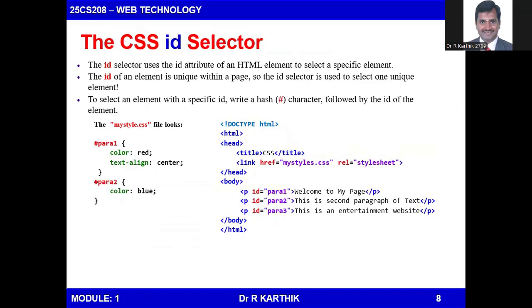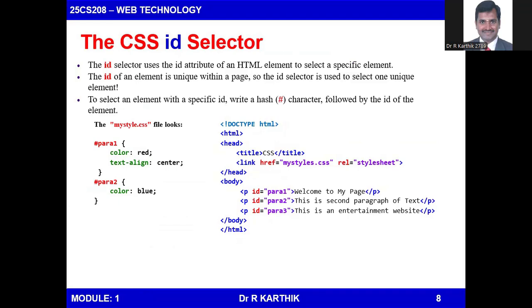Next one is called the CSS ID selector. The ID selector styles a single unique element that uses the ID attribute. Each ID should be unique within a web page and it begins with the hash symbol. For the syntax, on the left-hand side you can see hash para1. Inside para1, the properties and values are color red and text alignment center. Then para2 is given color blue.